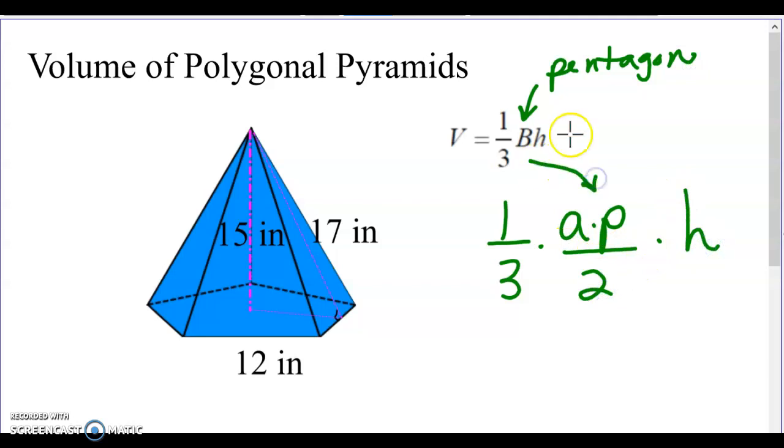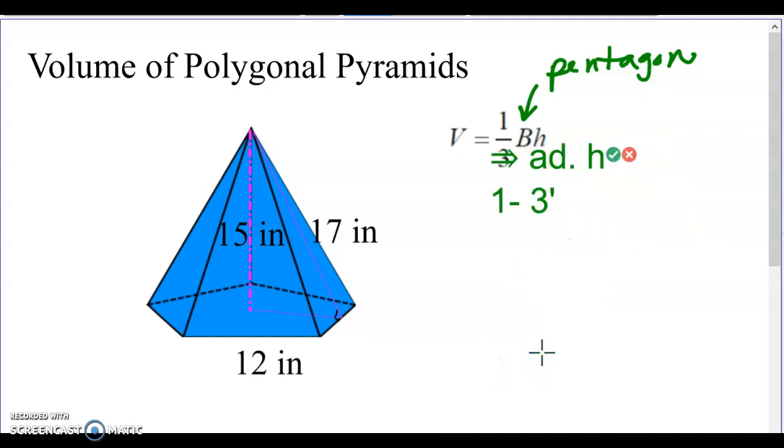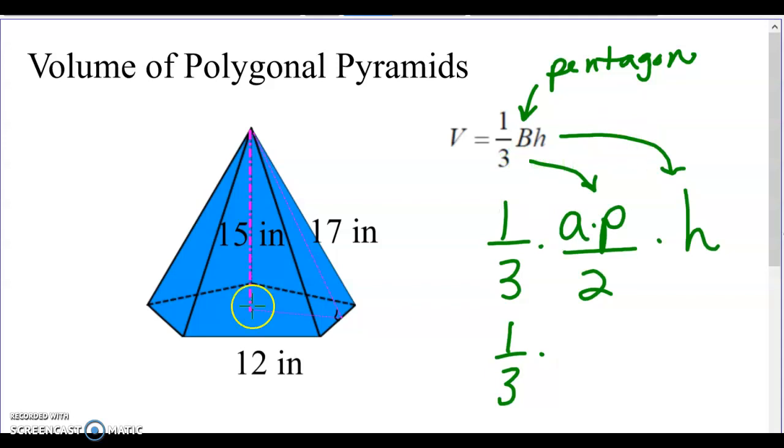Okay, so our big B is that formula, 1/3. Looking around for the apothem on my pentagon, remembering that the apothem starts at the center of the pentagon and makes a 90-degree angle with the side. That would be this piece right here, which I don't see a number for. However, I do see a right triangle right there, and I know 15, 17, I look at my Pythagorean triple. So 8 would be my apothem there.